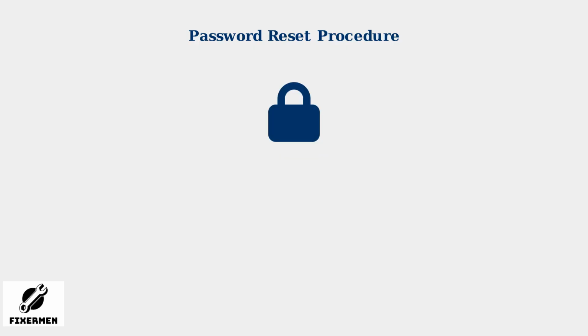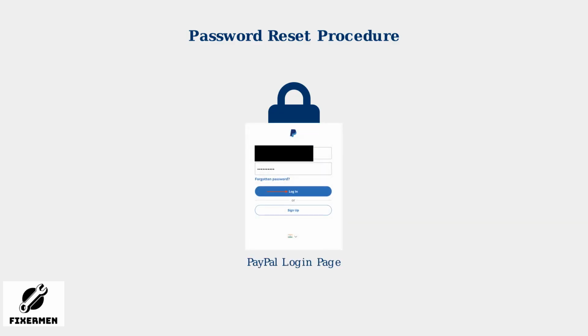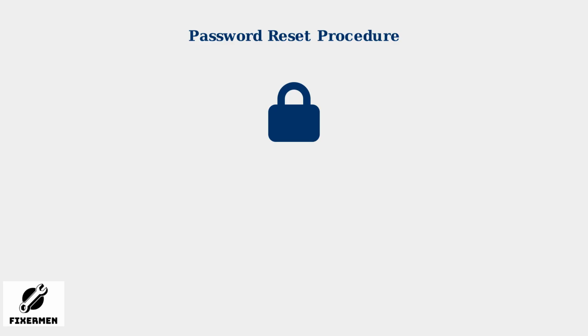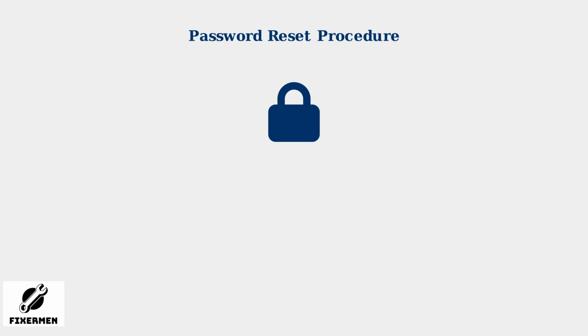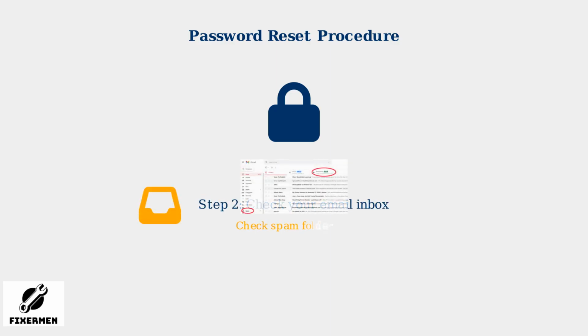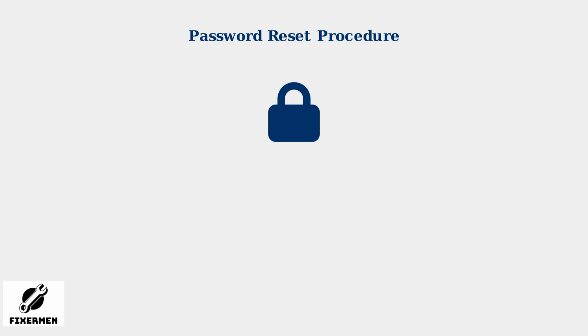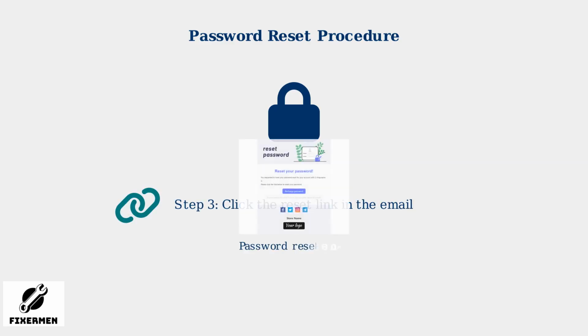PayPal password. Start by visiting the PayPal login page and clicking on the Having Trouble Logging In or Forgot Password link. Enter your email address or mobile number associated with your PayPal account and click Next. PayPal will send a password reset email to your registered email address. Make sure to check your inbox, including the spam or junk folder. Open the reset email and click the Reset Password button or link to proceed.